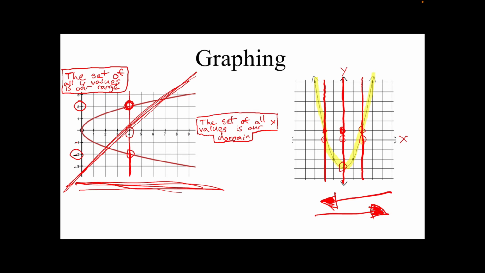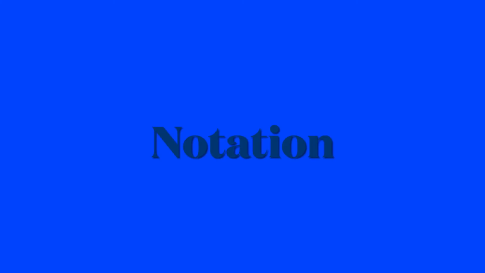And we know this is a function also because I know this is the same line, but let's just say that this is line A and this is line B. Line B will never meet line A, will never intersect. This is a function. Notation.